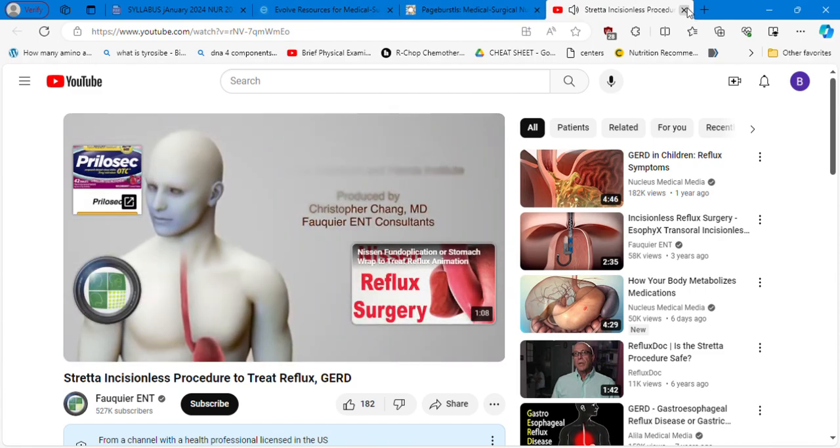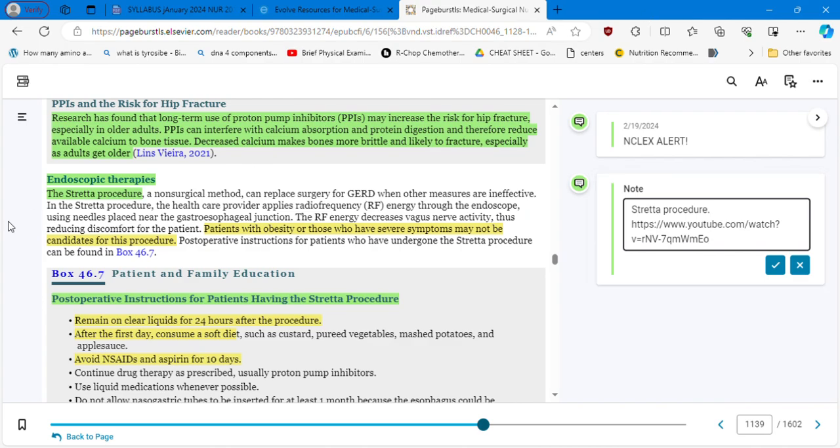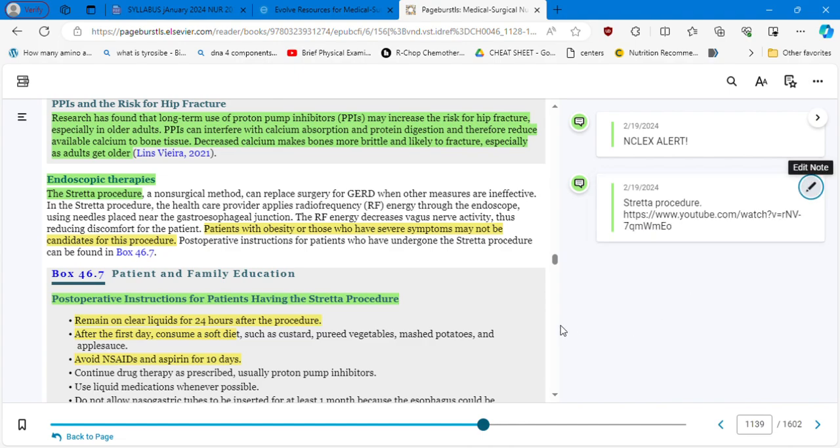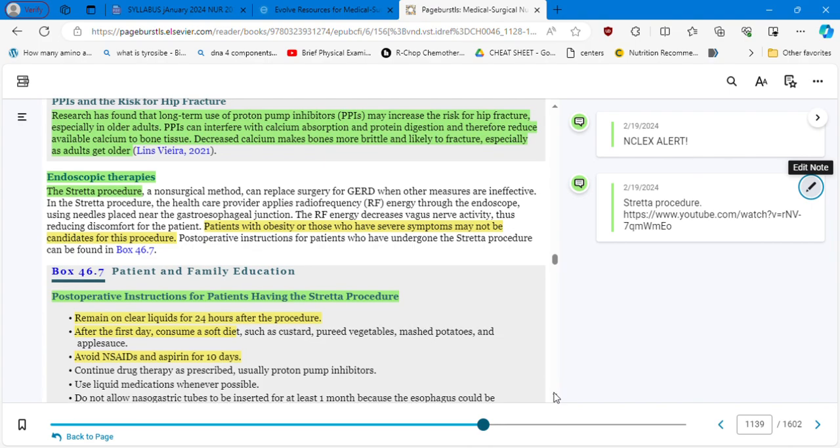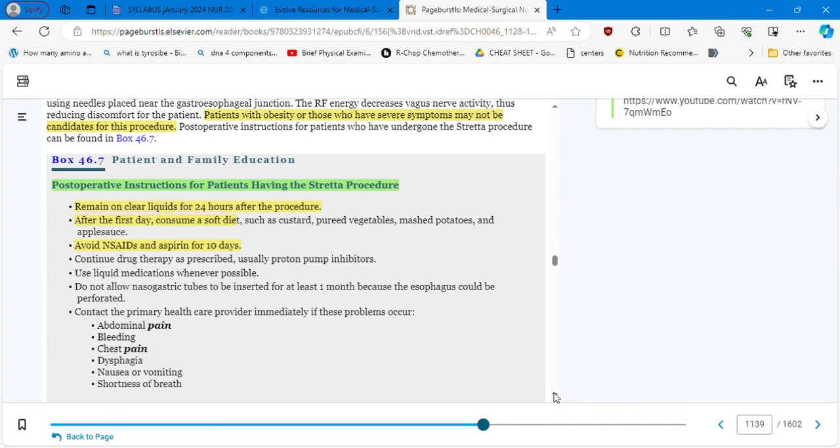Okay, there you go. So in this video we saw the Nissen procedure and the Stretta procedure, which is based on radiofrequency. Patients with obesity or those who have severe symptoms may not be candidates for this procedure. Again, patients with severe symptoms or obesity may not be candidates for this Stretta procedure, right? That we saw already is less complicated than the Nissen fundoplication that we are going to study later.